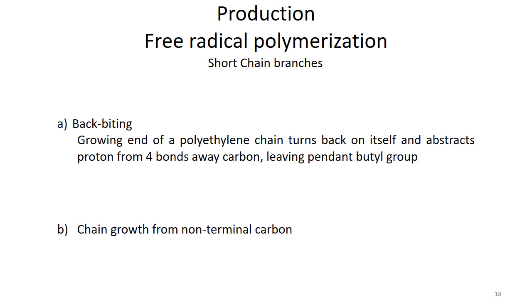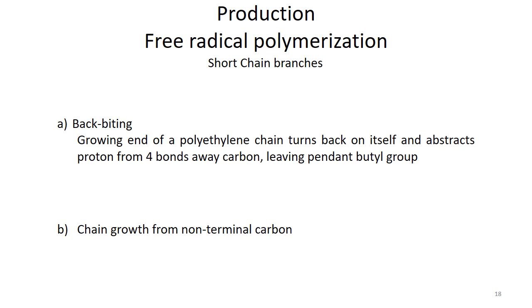In the case of backbiting, we have a growing end of a polyethylene chain. Short chain branches are created when the growing end of the polyethylene chain turns back on itself and abstracts a proton, or rather a hydrogen atom, because a proton has no electron, but in the case of a hydrogen atom we say it's a free radical.